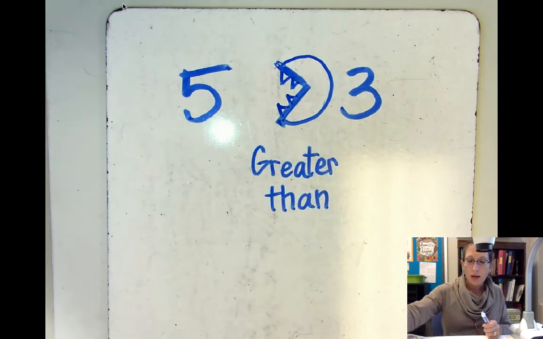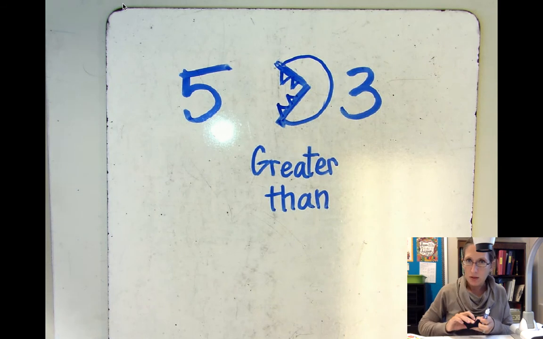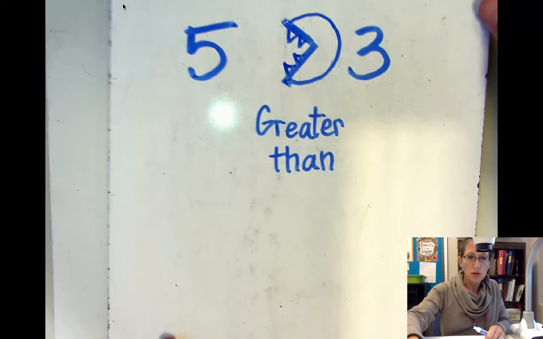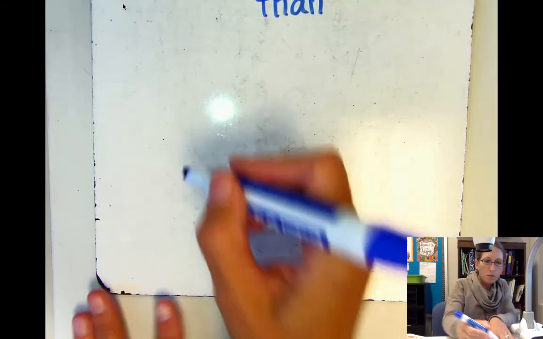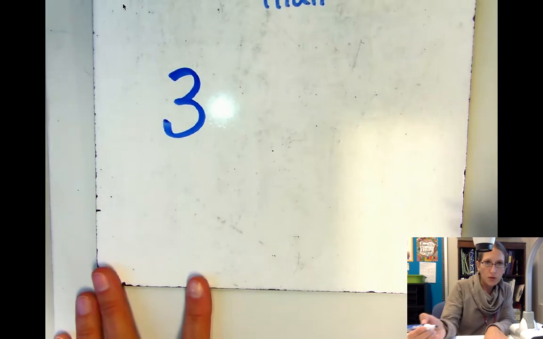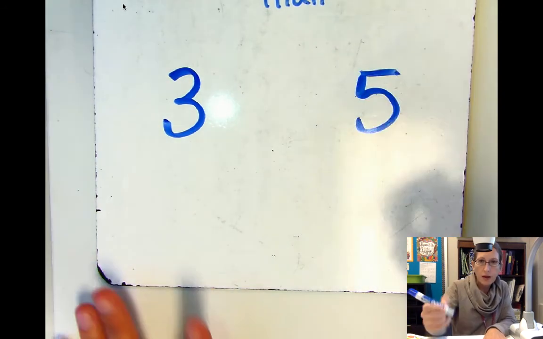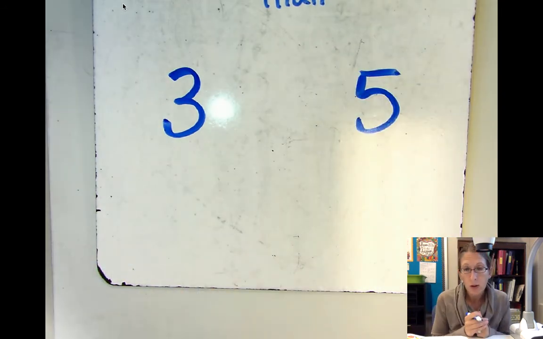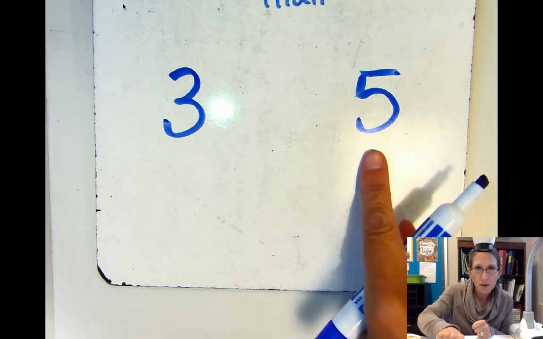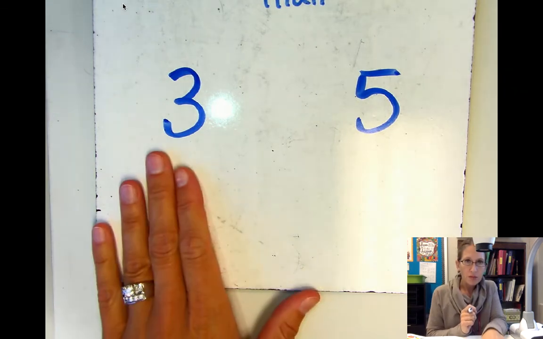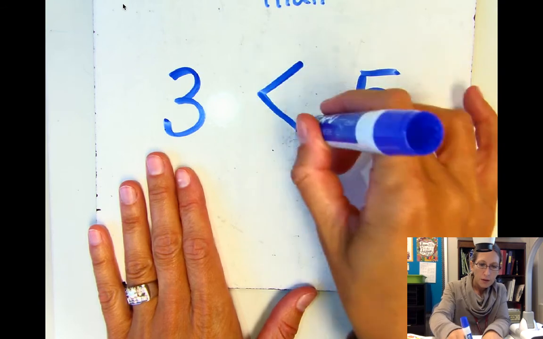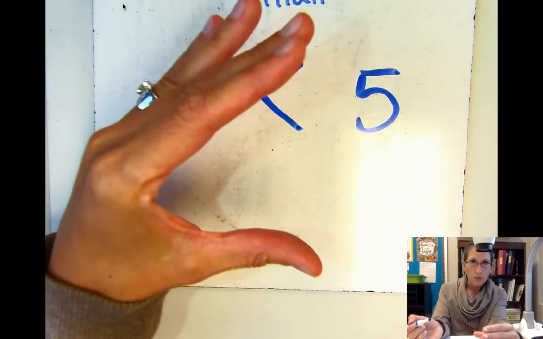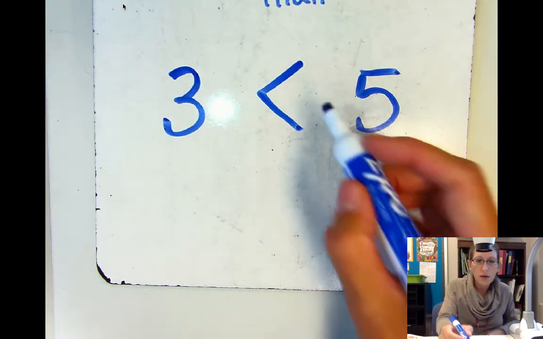Okay, now if we switched these two numbers, let's see, maybe I'll just move this up. If I said the number 3 first, and then the number 5, is 5 still bigger? Yep, 5 is still the bigger number, right? But because I've written the 3 first, now my creature is pointing this way, right? Because it still wants to eat the bigger one.